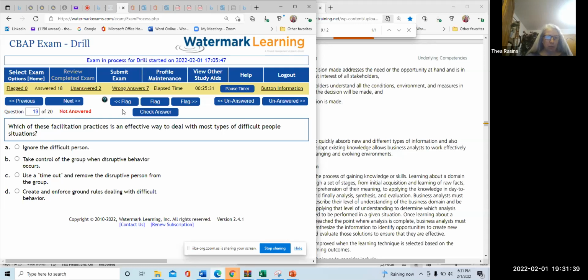Which of these facilitation practices is an effective way to deal with the most types of difficult people situations? Ignore the difficult person. Take control of the group when disruptive behavior occurs. Use timeout, remove the disruptive person from the group, or create and enforce ground rules dealing with difficult behavior.